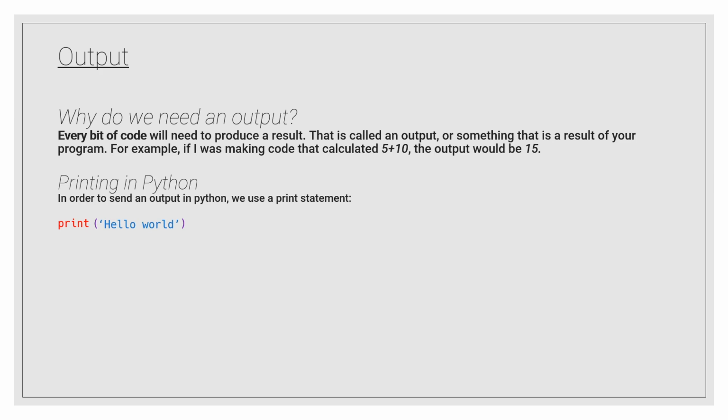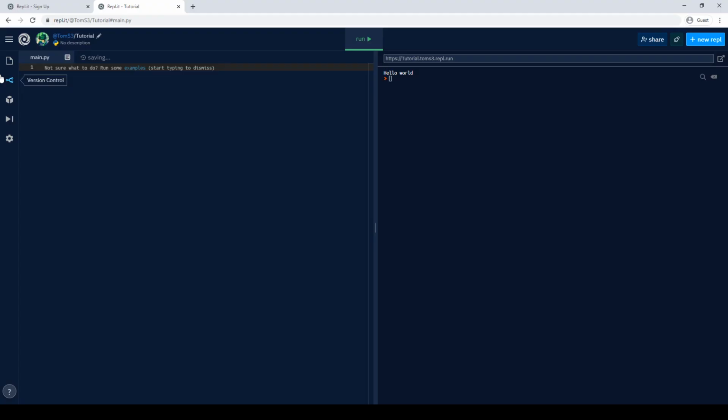Another thing to note is that when we print two things, we want to separate it with a comma. So for example, if I was to print hello and then world, I'd put print, then open brackets, and then type in speech marks hello, then put a comma, and then type in speech marks world.